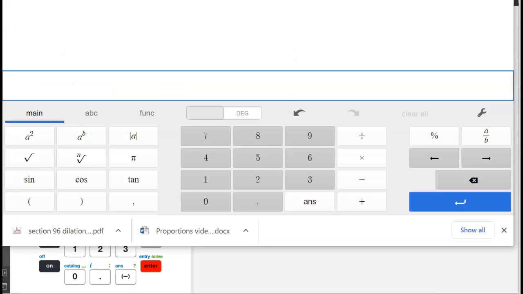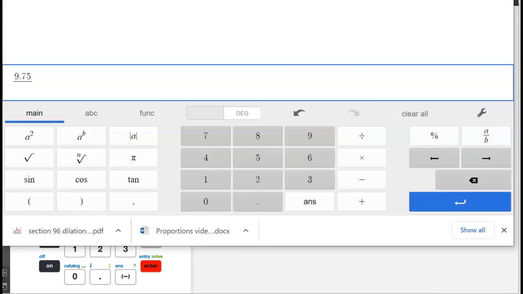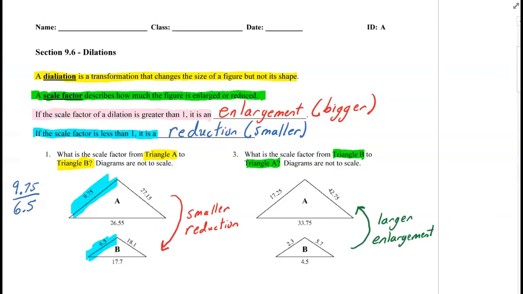If you have the Desmos scientific calculator, same idea, 9.75 divide by 6.5. Now notice over on the right hand side you have this little button that says convert to fraction. If you press that, it'll convert that decimal to a fraction, 3/2. So 9.75 over 6.5 is equal to 1.5 or 3/2.